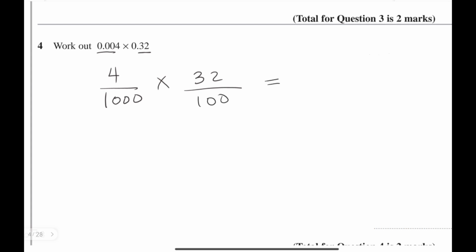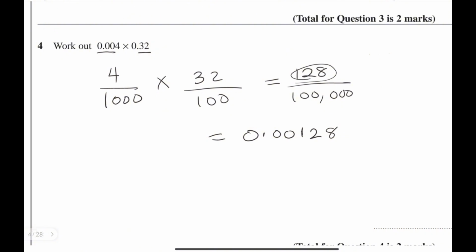If we multiply 4 times 32, it will give us 128 over 100,000. And that is easy. Or, since there are 3 digits here, we are going to remove 2 of these digits by bringing the decimal here. I don't know if that makes sense.